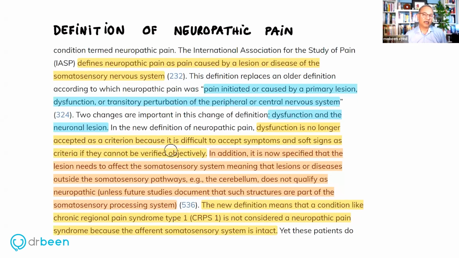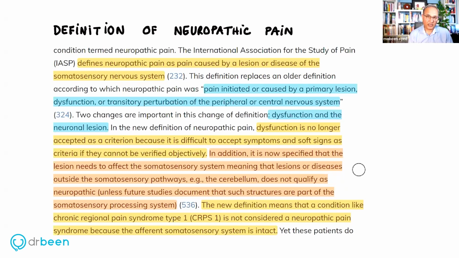Cerebellum does not directly work with the soma or sensory system. It does do modulations and it does help with the planning and execution of the movements, but it doesn't directly work with the somatic or sensory system. So cerebellar lesions and any pain because of that is actually not called neuropathic pain. Although over here they say maybe this definition will be updated again and cerebellar lesions will be involved as well.